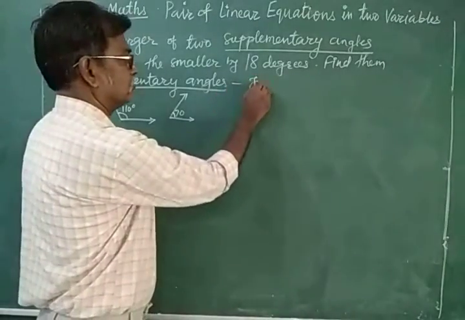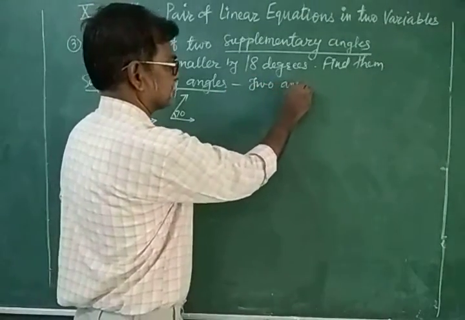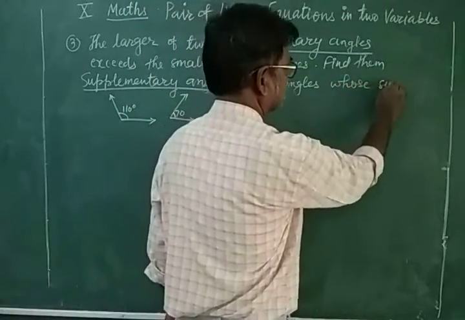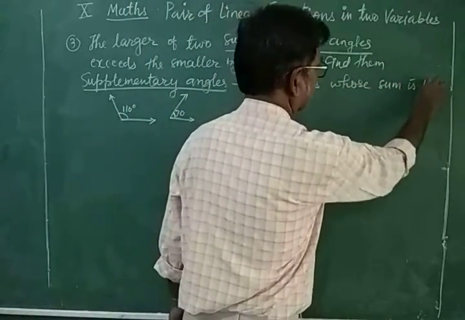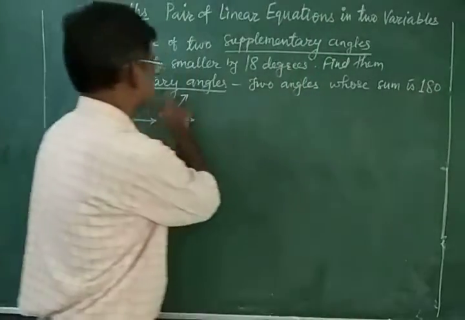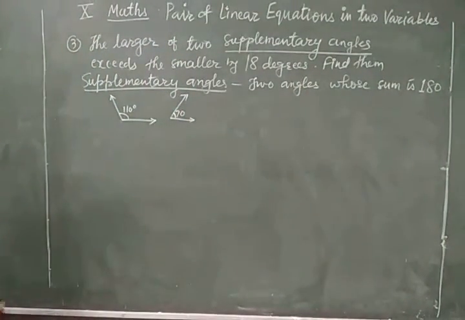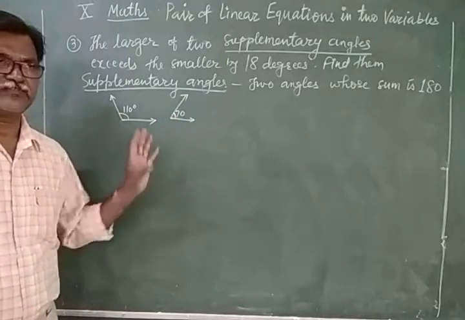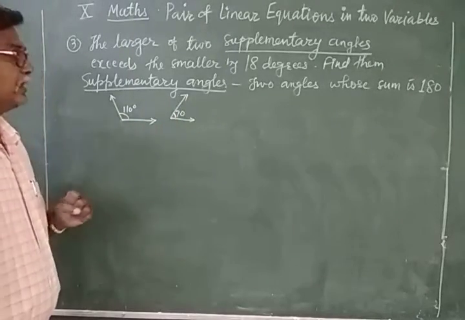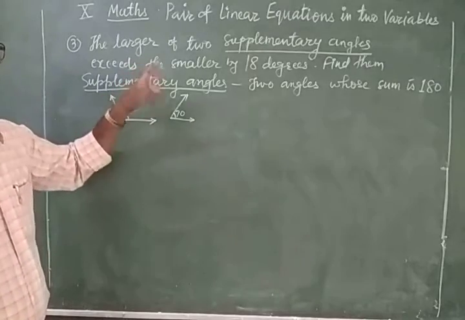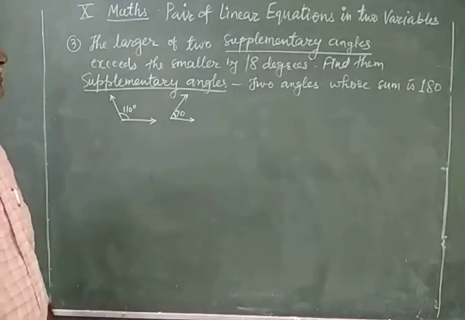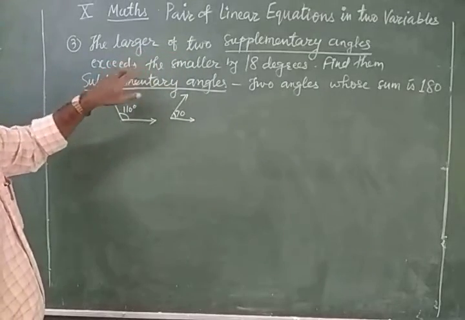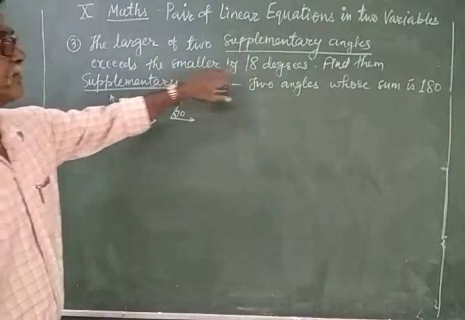So, two angles whose sum is 180 are called supplementary angles. Now, the two angles may be the same or different in nature. Here are two angles. One is the larger angle and another is the smaller angle. So the larger angle exceeds the smaller by 18 degrees.